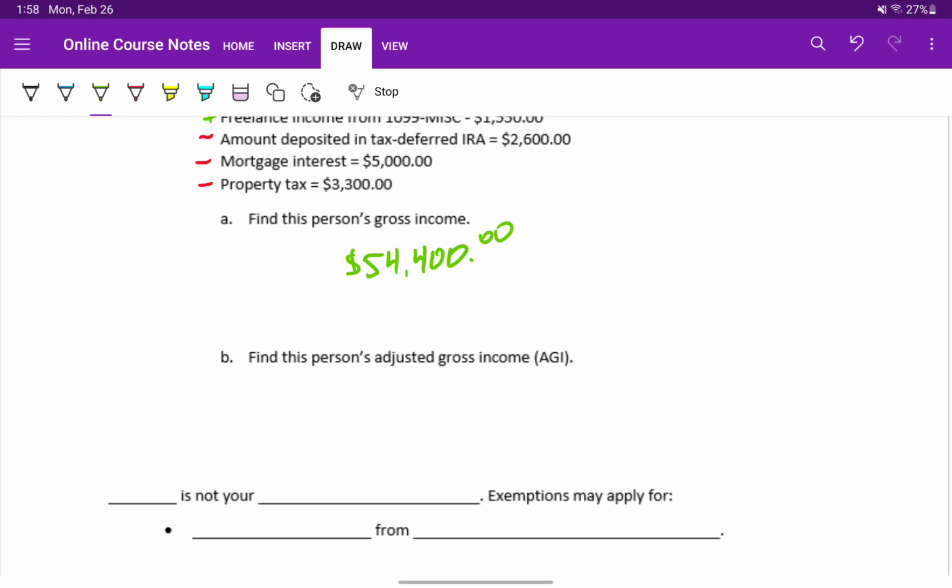So to calculate that adjusted gross income, we would take the gross income of $54,400 and then subtract out all of those deductions, which in this case totaled $10,900, leaving us with an AGI of $43,500.